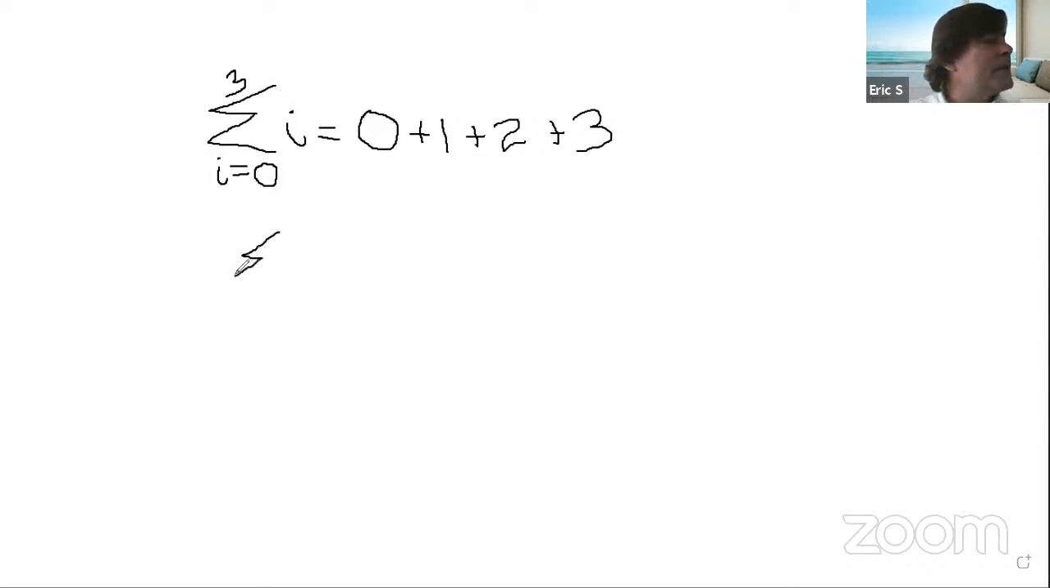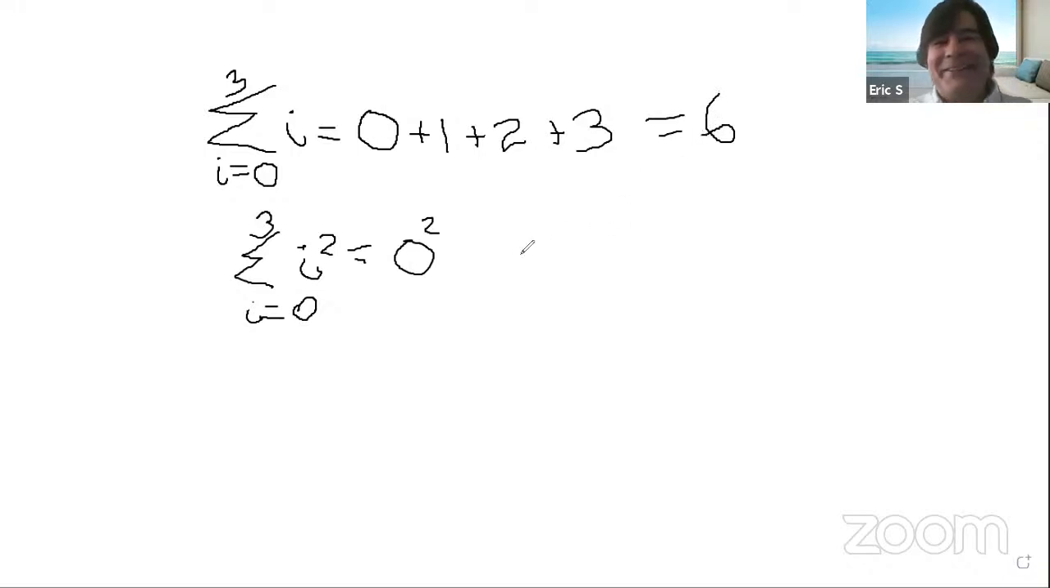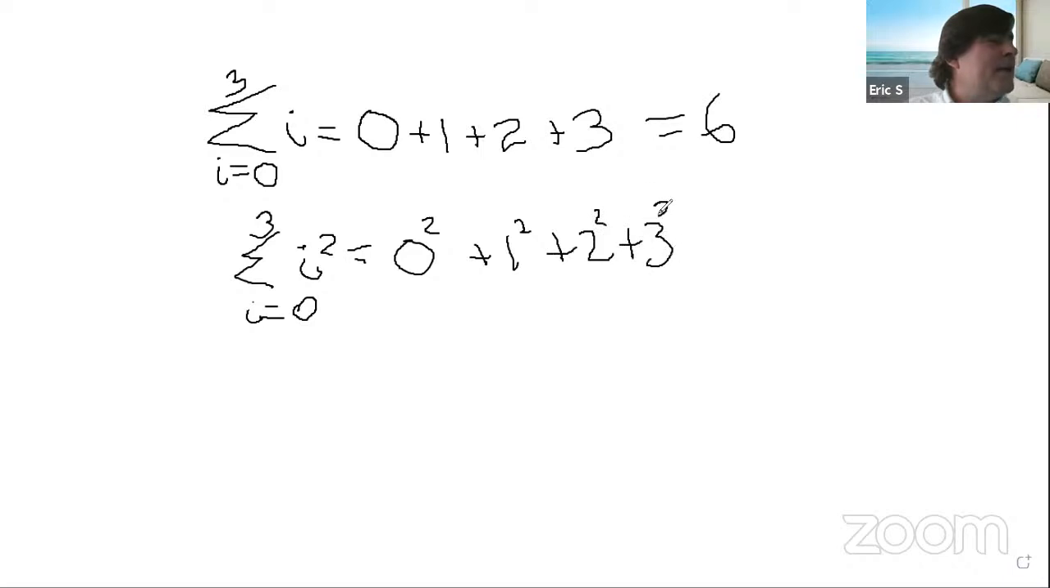Or if I said something like this, the sum from i equals 0 to 3 of, let's say, i squared, then it's going to be 0 squared. By the way, if anybody cares, that's 14, but I think you all can do that problem. And 1 squared plus 2 squared plus 3 squared, like this. Again, you can see how this notation could be helpful if I weren't just doing the sum from 0 to 3.